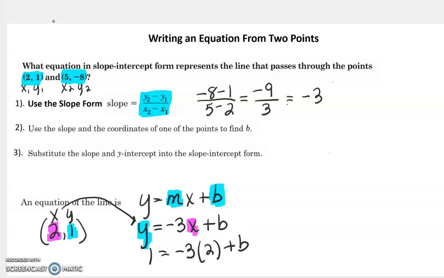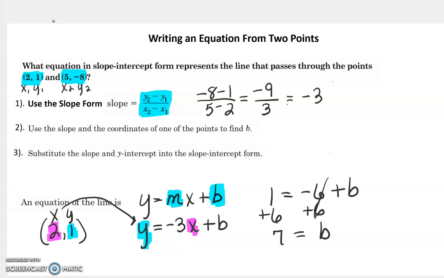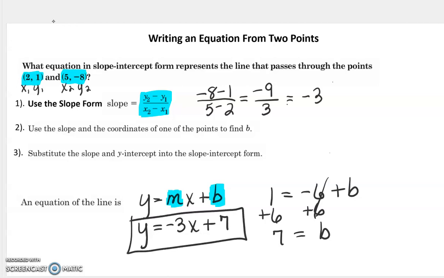We've got to isolate that b, but first we need to simplify this. So I'm going to bring it over here. 1 equals negative 3 times 2, which is negative 6, plus b. To isolate that b, I've got to get rid of this 6 on both sides. So now we have 7 equals b. Okay, so I'm just going to erase all this and go right back to my equation here. So instead of b, it's going to be 7. So there's our equation. We're done.